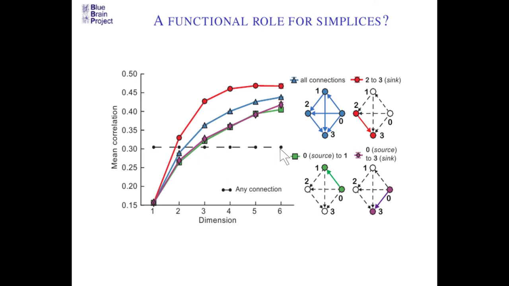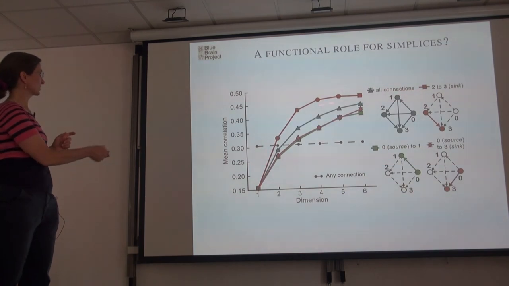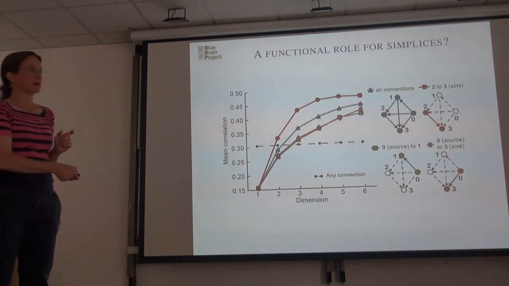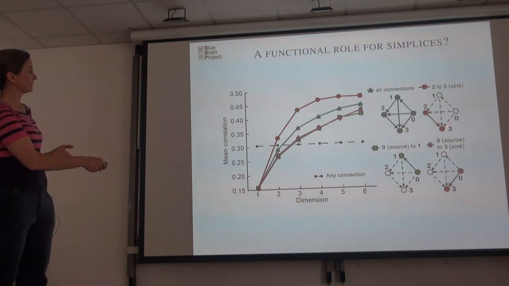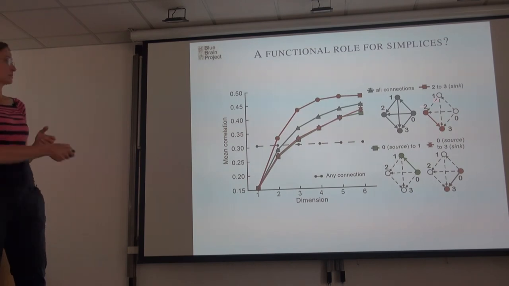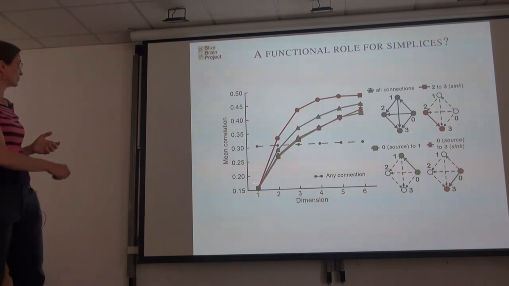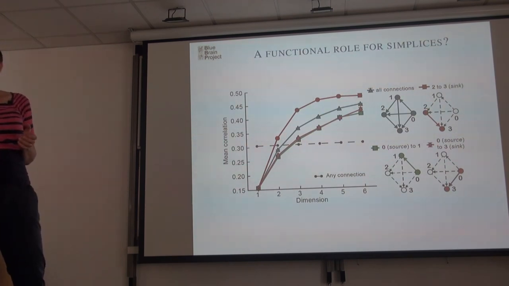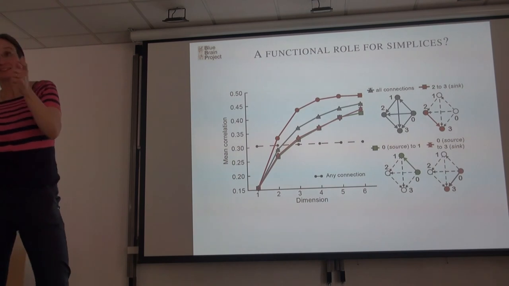The dotted black line here is the average correlation for any connected pair of neurons in the entire microcircuit, about 0.3. And what these different curves are measuring are the correlations in an edge based on the dimension of the maximal simplex. If we focus on the red curve, for example, we're looking at two neurons that are the ultimate and penultimate neurons in a directed simplex, the sink and the pre-sink, if you will. These two neurons are connected, and as the dimension of the maximal simplex to which they belong increases, their correlation increases as well. So that's a first indication that the size of the simplex to which you belong has an effect on the electrical behavior.